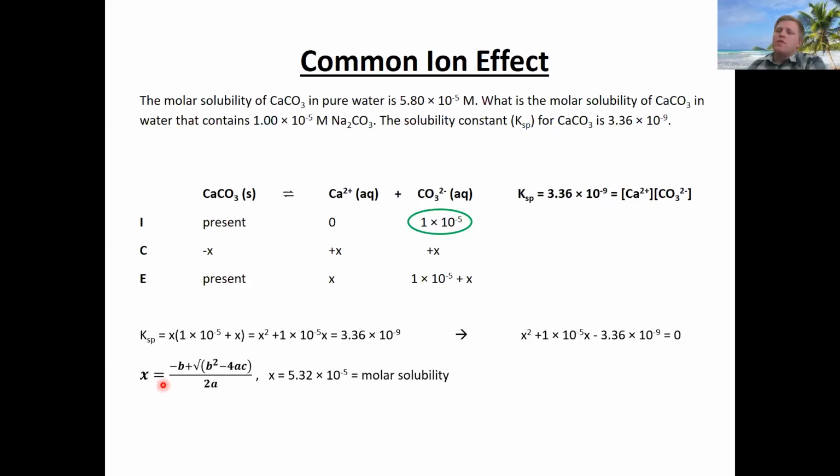So then we work through this, and we solve it to get a value of 5.32 × 10⁻⁵ for our molar solubility. Now we compare this value of 5.32 to this value of 5.8. These are both molar solubilities of calcium carbonate. But why are we getting a lower molar solubility than what we got in pure water?